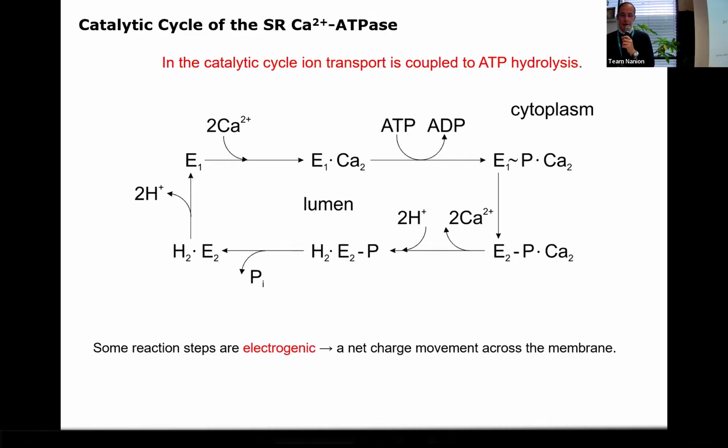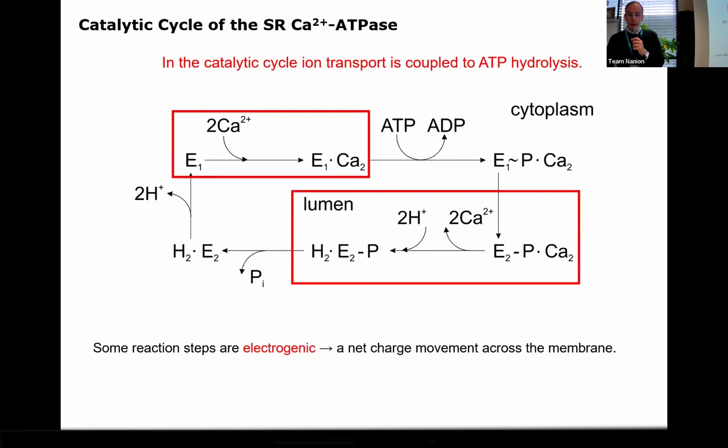In the SERCA catalytic cycle, some reaction steps are electrogenic. This means reaction steps associated with a net charge movement across the membrane. In particular, the two main electrogenic steps of the SERCA catalytic cycle are cytoplasmic calcium binding and translocation and release of calcium ions to the luminal side.